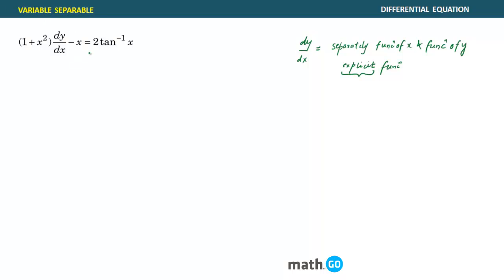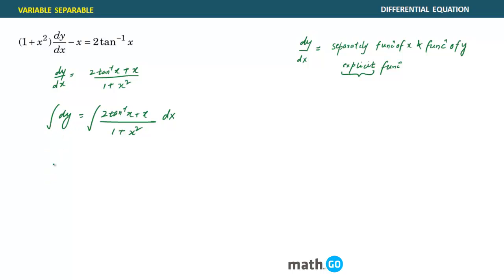So for example, let's take this particular problem. It is dy by dx is equal to (2 tan inverse x plus x) upon (1 plus x square). Okay, I have made an error, this is not t, this is x. Can you see, this is a very simple problem that I have taken just to highlight how you separate them. This is completely a function of x, so I can now write this with dx, and now I'll just integrate. If you integrate, this is nothing but y.